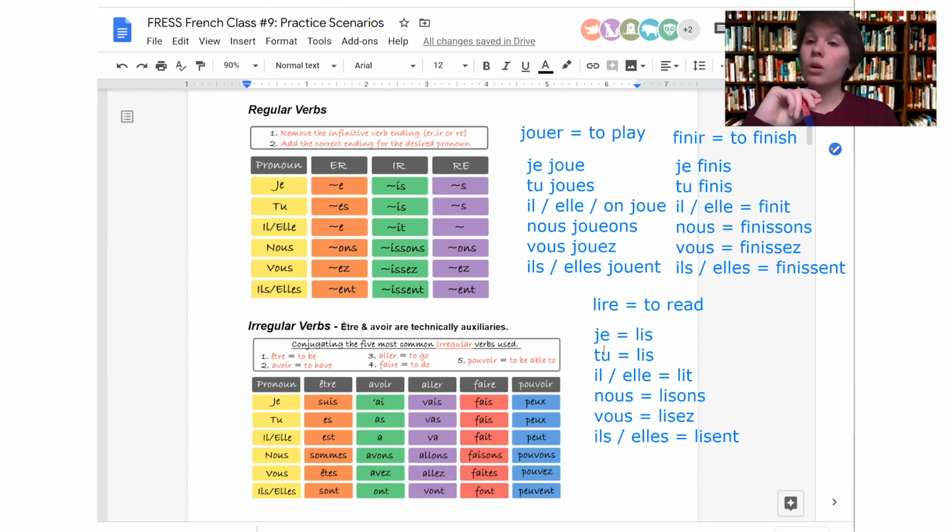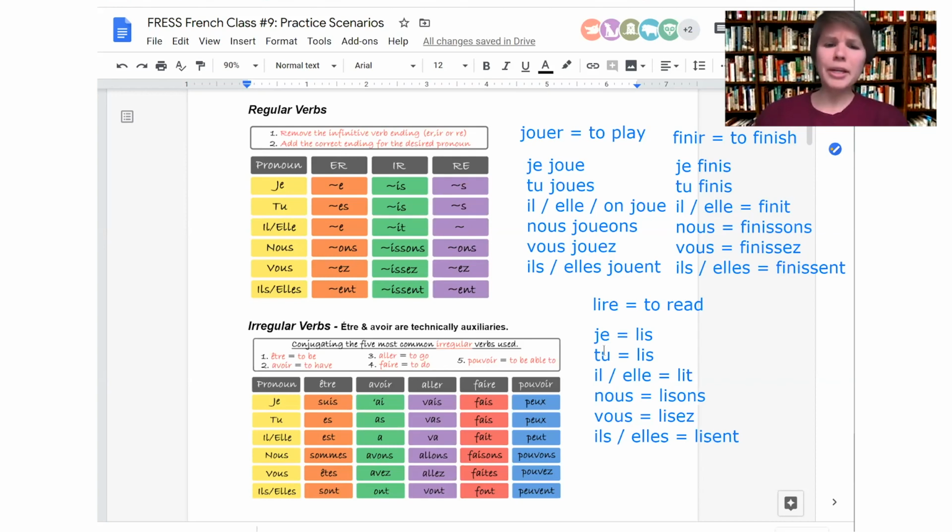Faire, as you can see, is also an irregular verb. So, je fais, tu fais, il, elle fait, nous faisons, vous faites, and ils, elles font. Just remember that last one with the ils, elles font, F-O-N-T. It comes up again with aller, with vont, and again with être and avoir: sont, ont, vont, font.